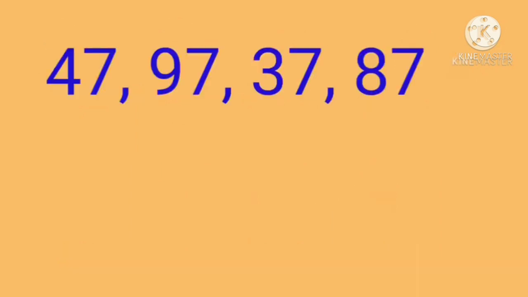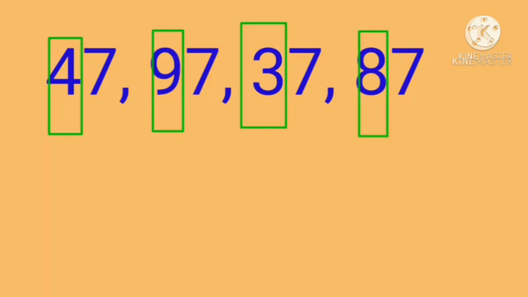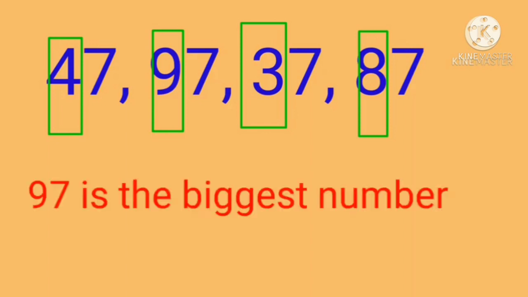Let us solve one more problem. Here you can see 4 numbers: 47, 97, 37, 87. Children, you have to find out which is the biggest number. Here all the numbers are 2-digit numbers. So let us compare the tens place digit. Here the tens digits are 4, 9, 3, 8. Which is the biggest number? Yes, we know 9 is the biggest number. So we can say that 97 is the biggest number.